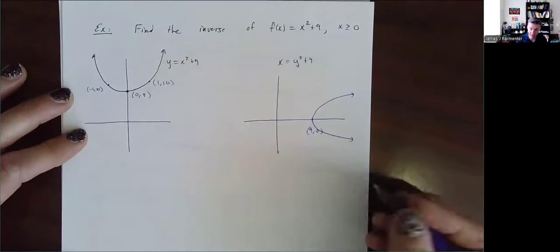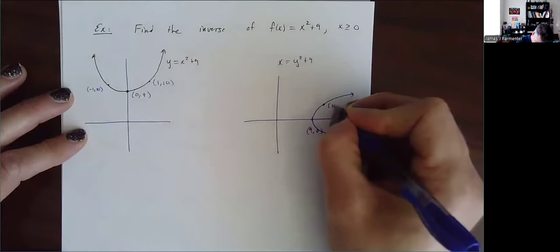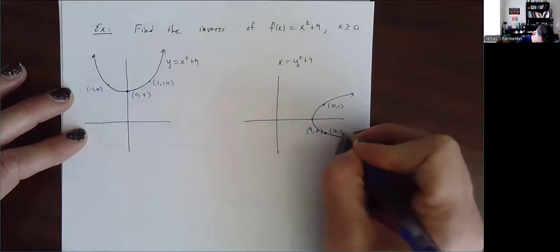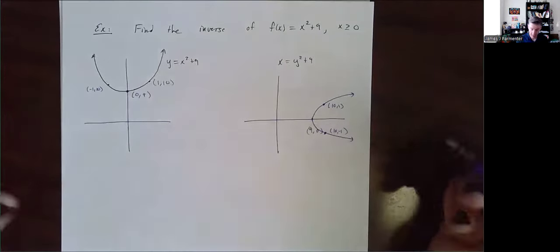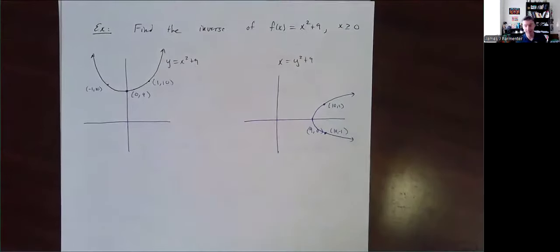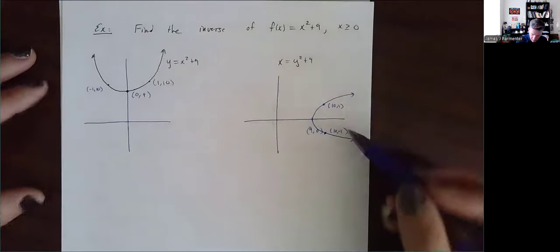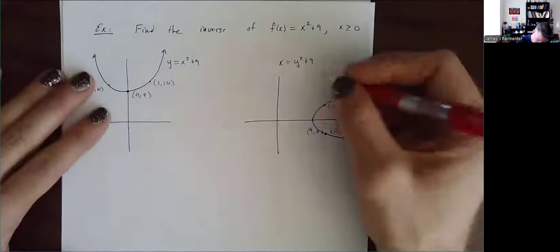Here, the reverse, or the inverse. If y is 1, x is 10. And if y is negative 1, x is also 10. And the thing here is that in this particular example, the inverse relationship isn't a function. It fails the vertical line test. I can put in one x value and get two different y values, which is a no-no.